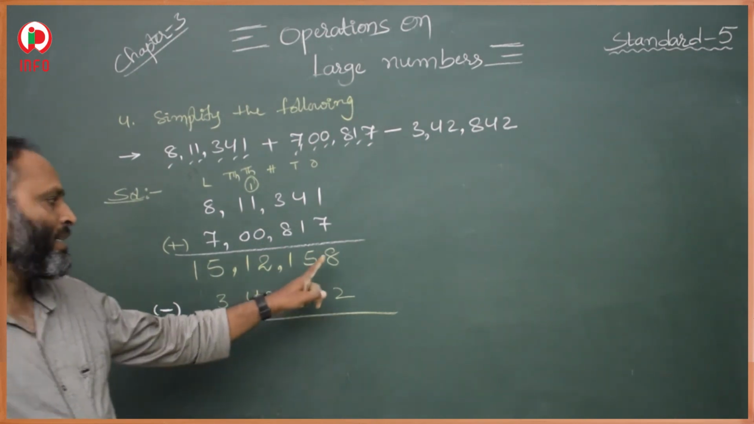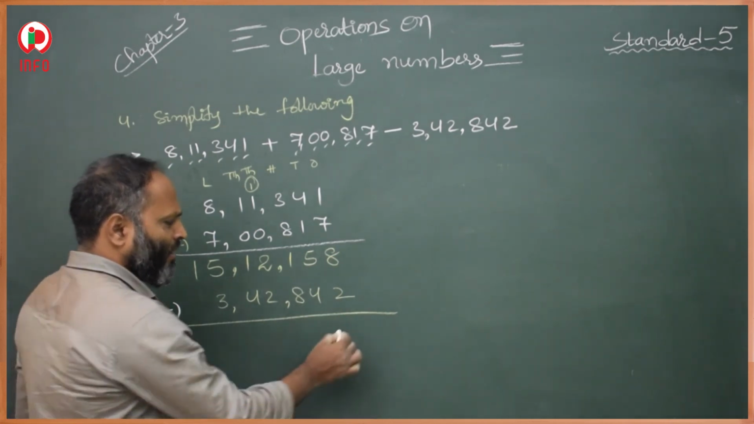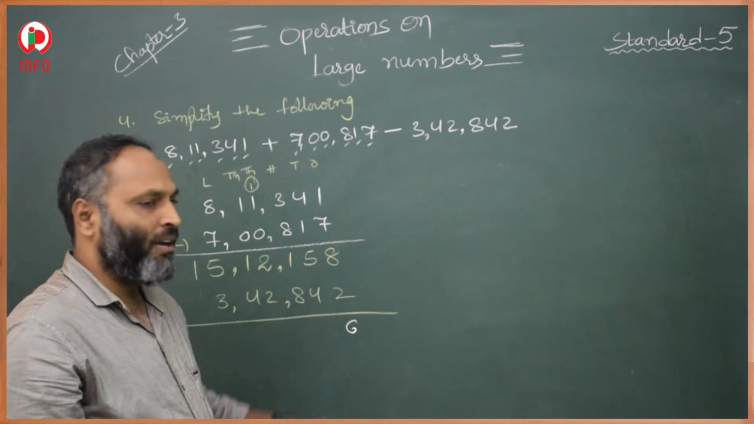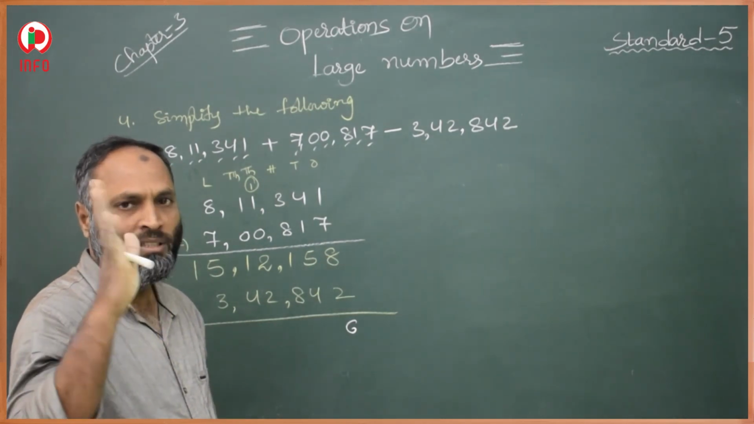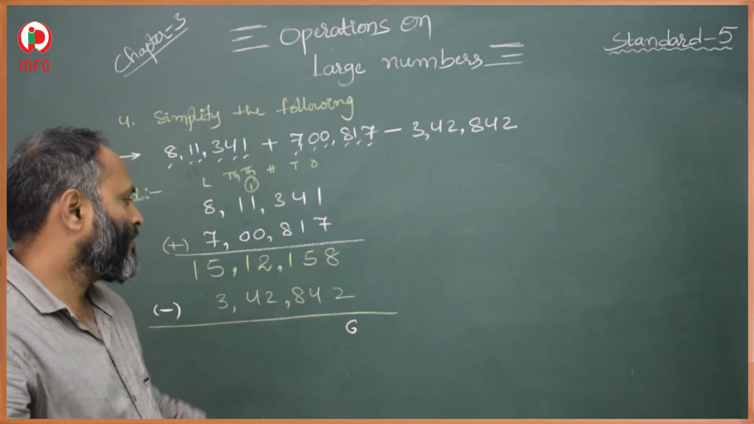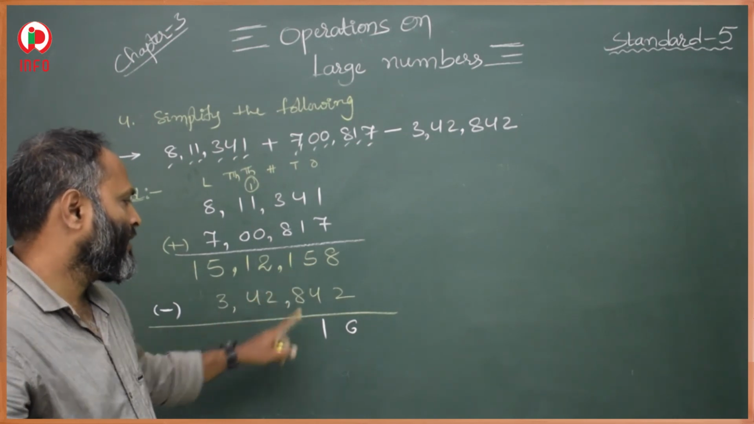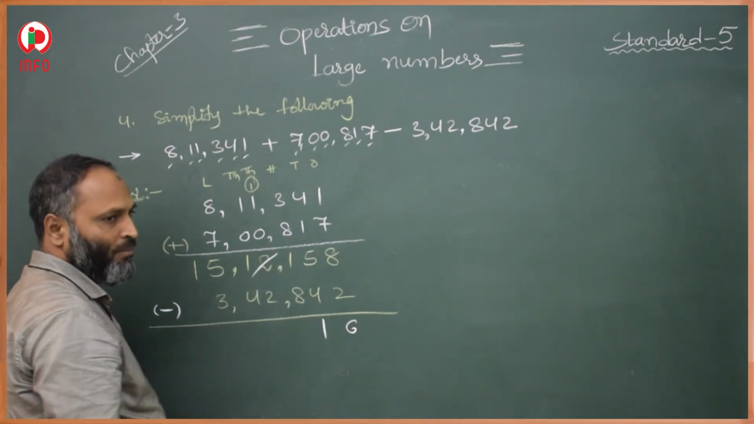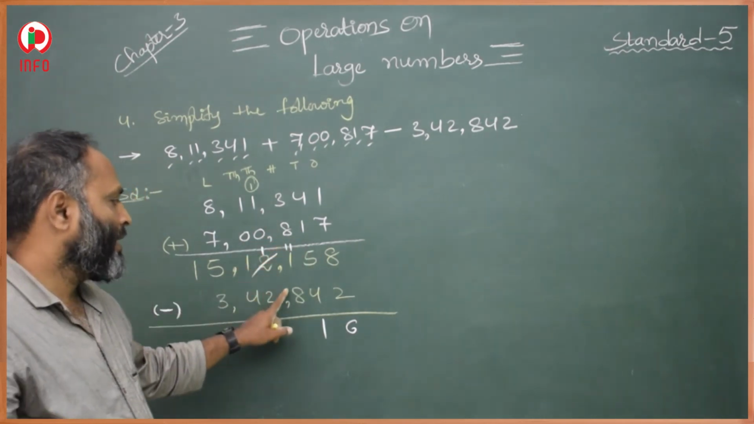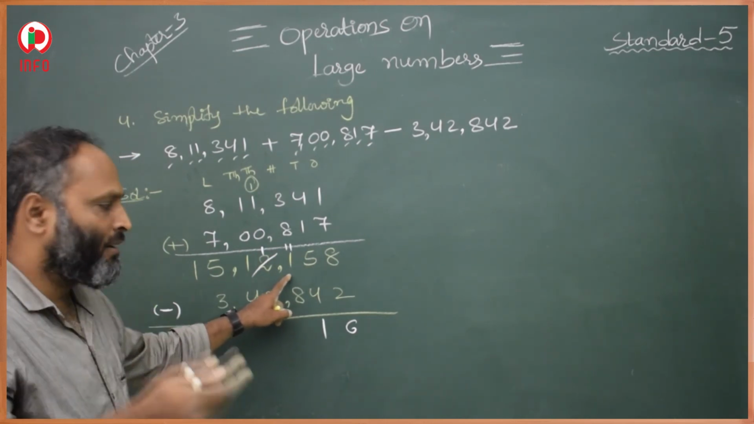Then 8 is bigger, so no need to borrow. 8 minus 2 is 6. How? 8 minus 2, 3 to 8 we have to count. 3, 4, 5, 6, 7, 8. Total 6. 5 minus 4 is 1. And here the top number is less, so we borrow from the next, that is from the thousands place. It becomes 11. 11 minus 8 means from 9 to 11 we have to count. 9, 10, 11, that is 3.